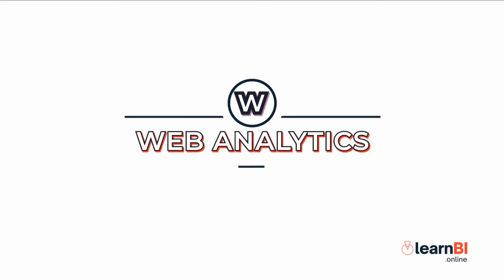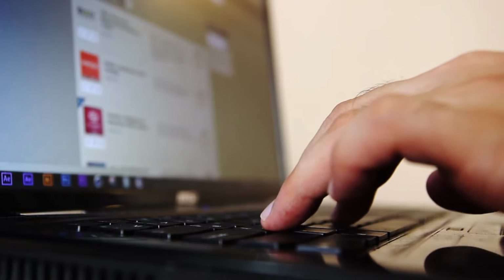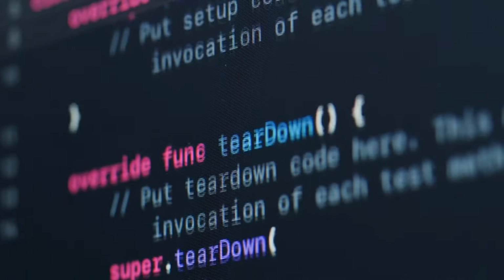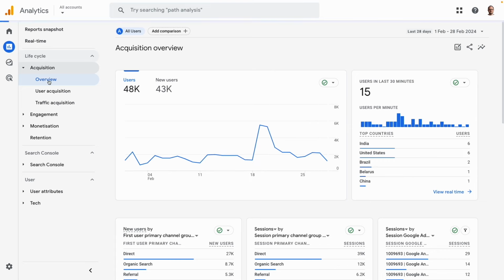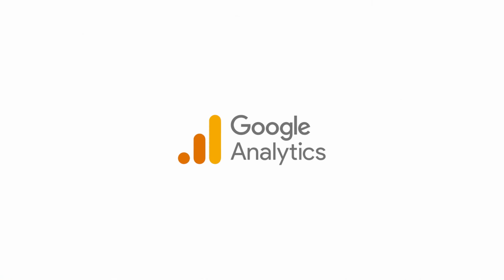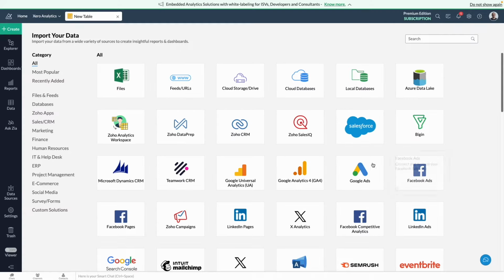W is for web analytics. Web analytics involves monitoring and analyzing the performance of a website. A tracking code is installed onto the website that then records data about visitor interactions, such as the pages visited, the time spent on site, etc. The most popular web analytics tool is Google Analytics, and most BI tools have a connector to this data source.